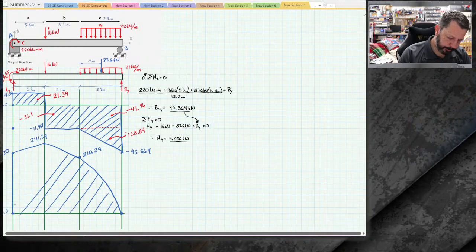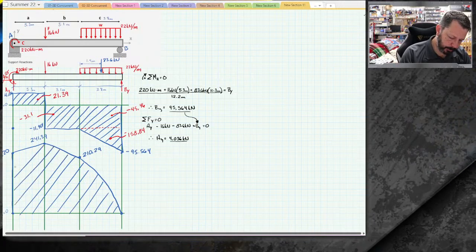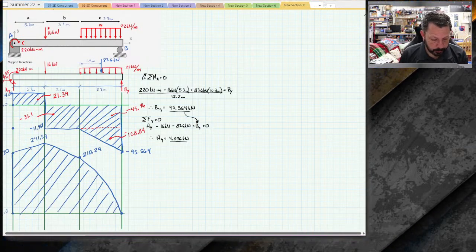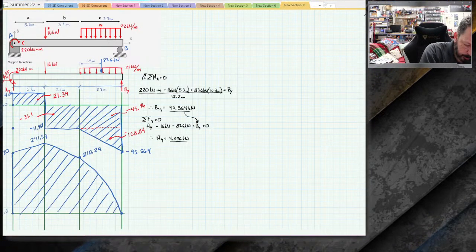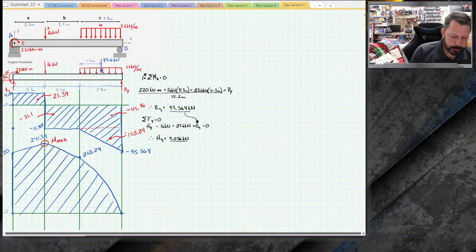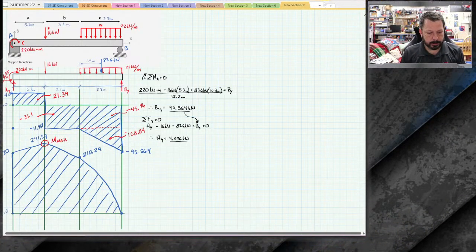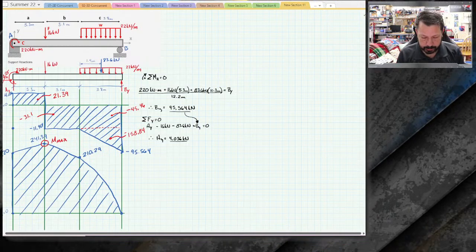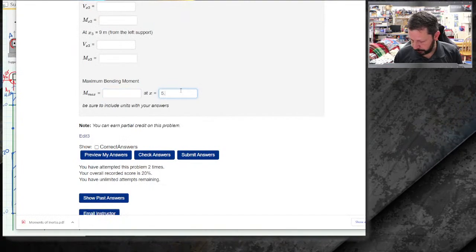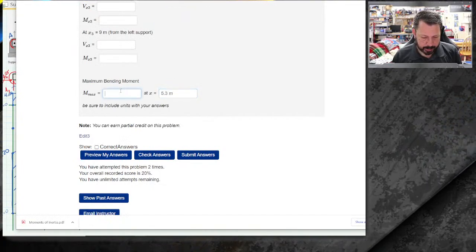So this is our bending moment in this beam. And it looks like our maximum is the 241.39. Here's our peak right here. And it's right underneath that 16 kilonewton point load, so at 5.3 meters. So I'm pretty sure we can get the 5.3 part right. We may not get this part right.